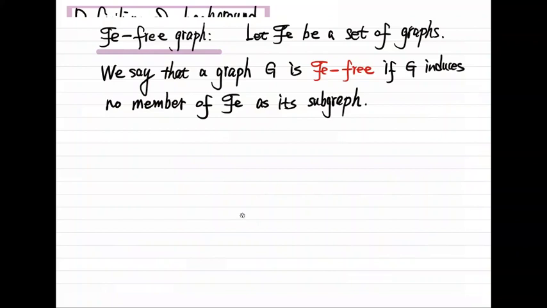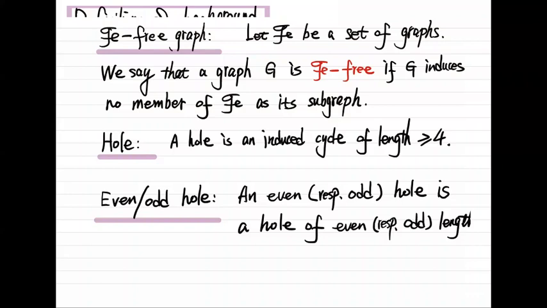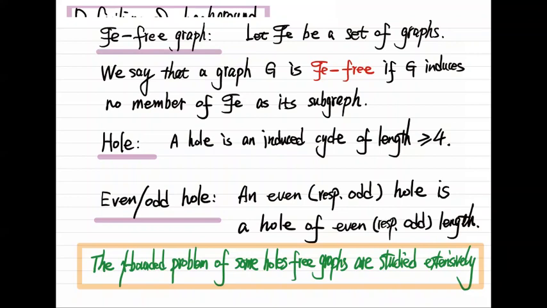Here is a way to define a graph family with forbidden subgraphs. Let F be a set of graphs. We say that a graph G is F-free if G induces no member of F as a subgraph. We are concerned with families defined by forbidding some induced cycles. So we have the definitions of holes and even or odd holes. A hole is an induced cycle of length at least four, and an even hole or odd hole is a hole of even length or odd length. The χ-bounded problem of some hole-free graphs has been studied extensively, so we are interested in this question.